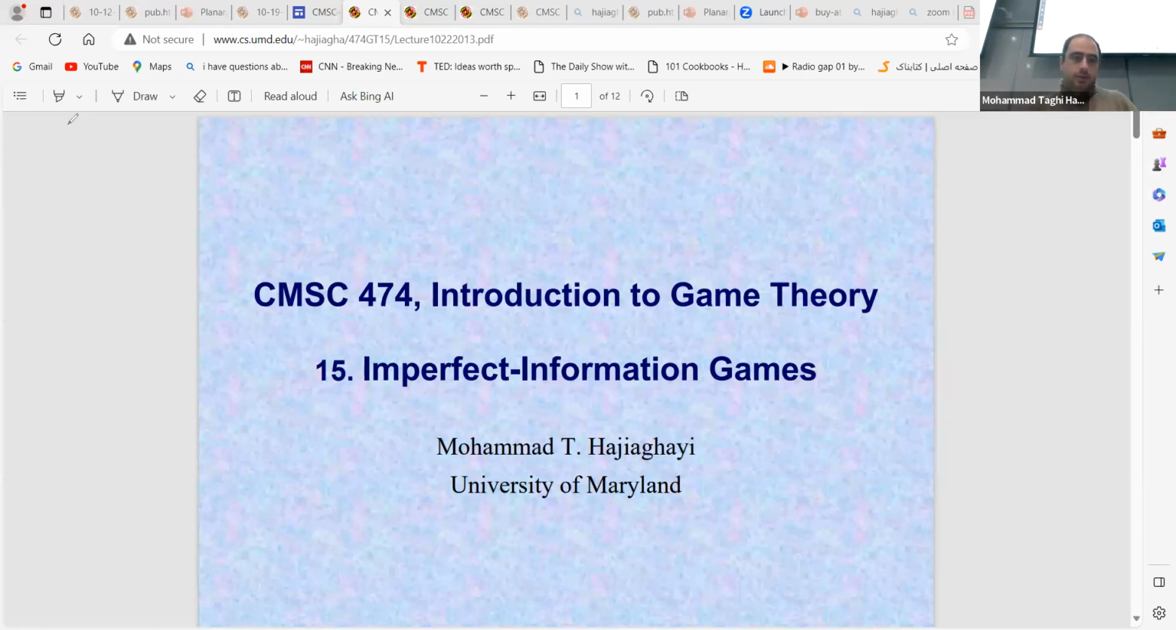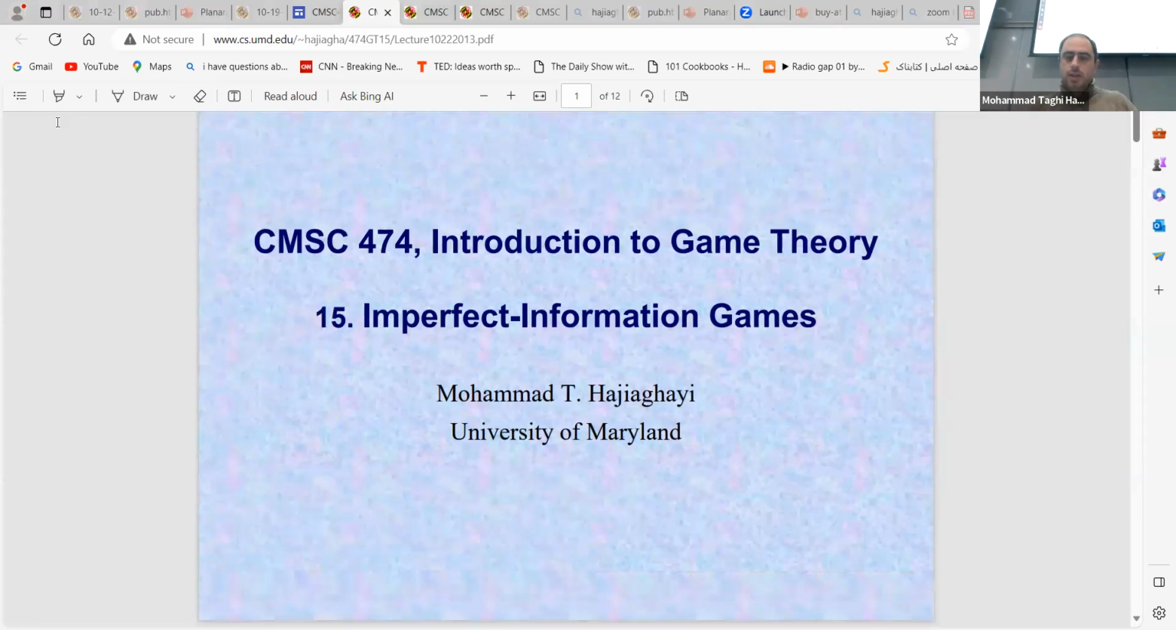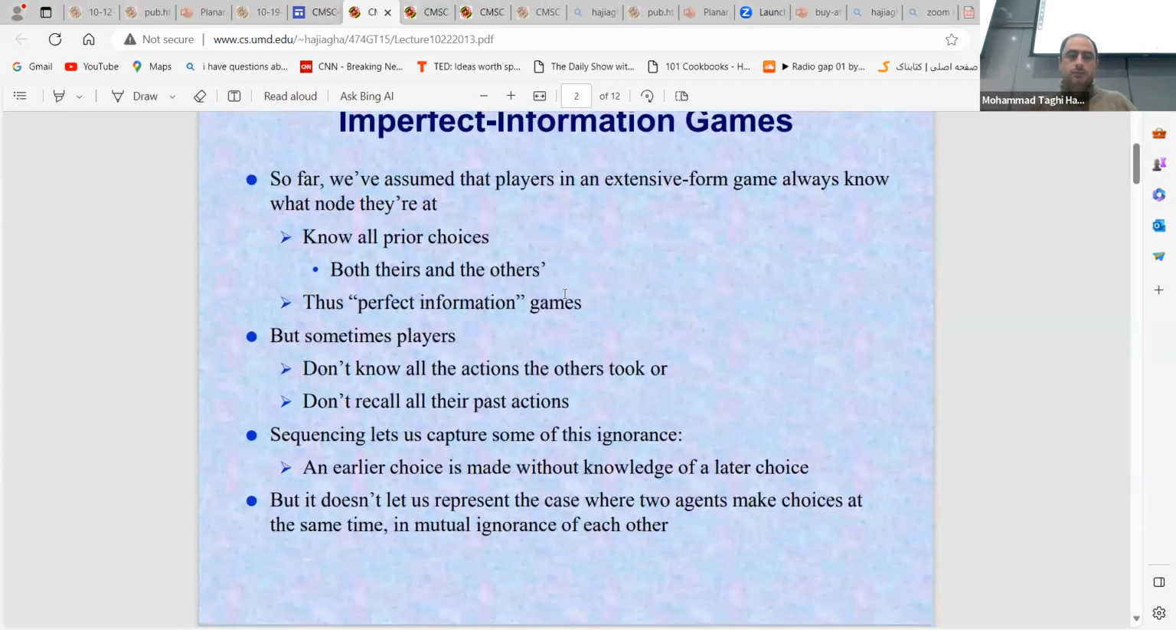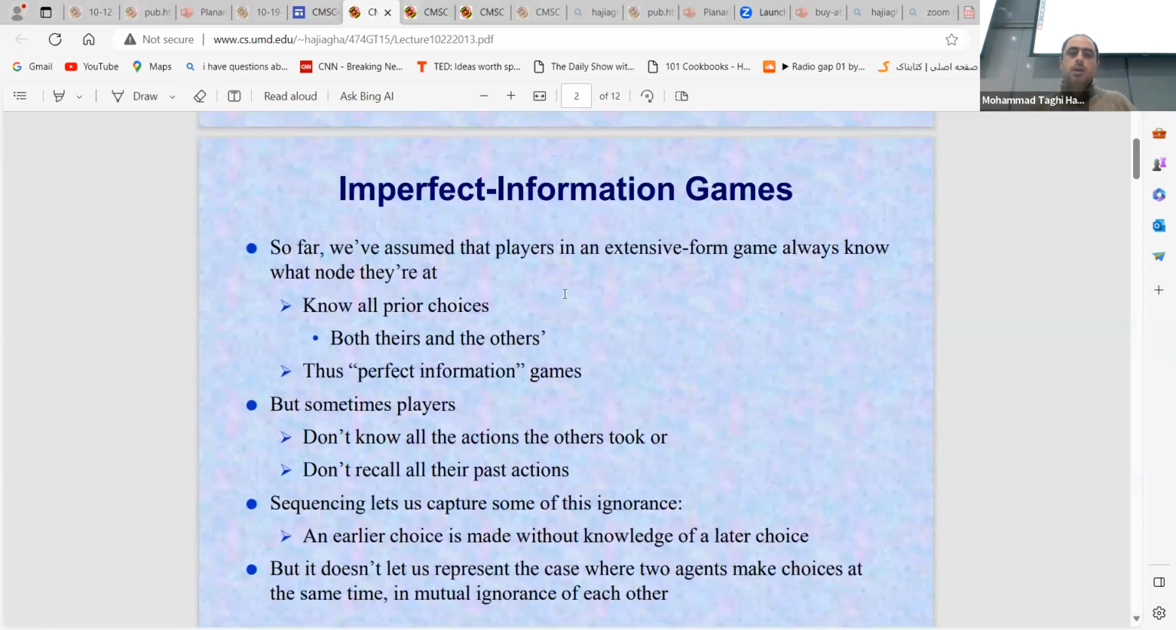There are some kinds of equilibrium that come with that, and it's actually quite interesting. Good. So with this introduction, let's go through this. In the extensive form game, so far we have assumed that a node knows all prior choices that he or others have made. That is what we call perfect information, both their moves and the other people's.